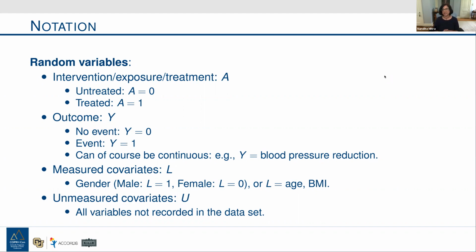But of course, Y could have any kind of distribution. Y could be blood pressure reduction. It could be time to death, time to recurrence of a cancer, things like that. It could be categorical, of course, as well. And then we have our measured covariates, L. So everything that we were able to measure and potentially adjust for. And L could be, again, binary, continuous, categorical, et cetera. And then we have unmeasured covariates, U. And these are all of the variables that were not recorded or not available to you in your observational study, for example.